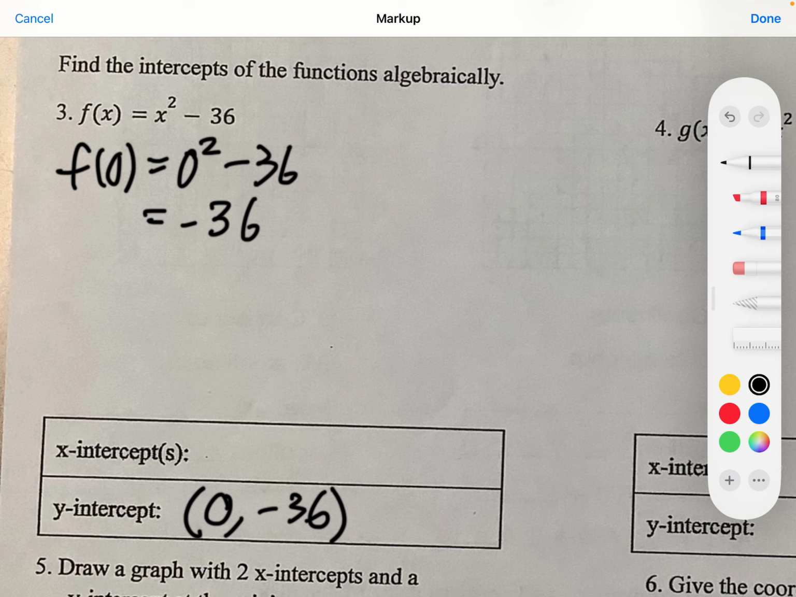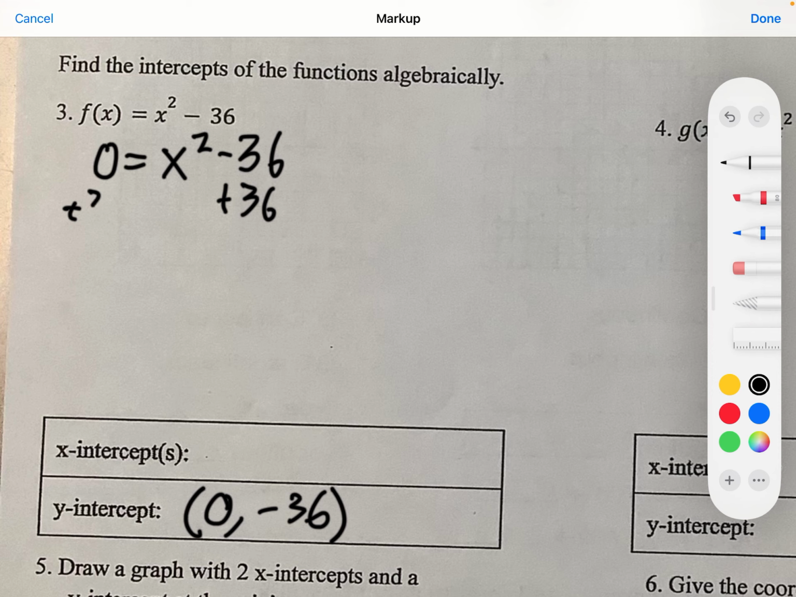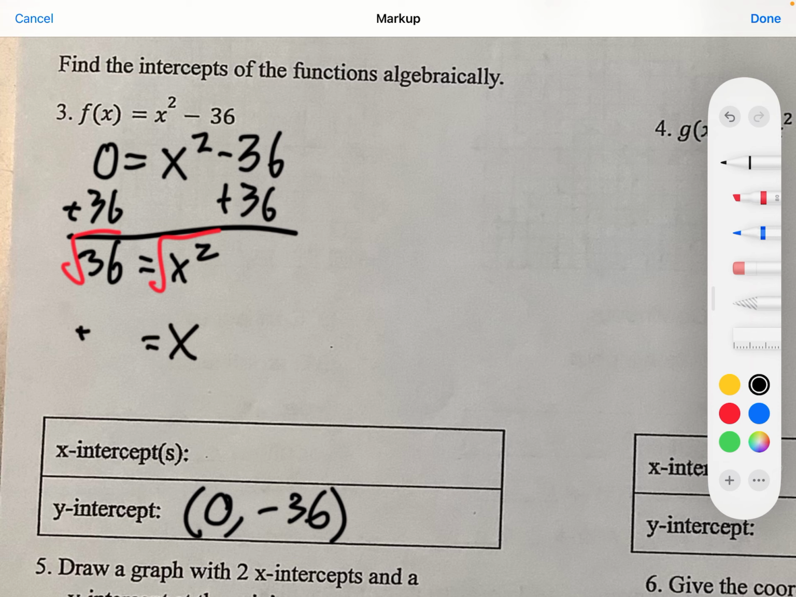For the x-intercept, all you do is plug in 0 for f of x rather than for x. So this entire thing is going to be 0. The y value, in other words, 0 equals x squared minus 36. If I wanted to factor this, I certainly could, but I can also solve it by adding 36 on both sides. 36 equals x squared. Well, to undo squaring something, I take the square root of both of them, and my final result is x equals plus or minus the square root of 36, which would be 6. So x is plus or minus 6.